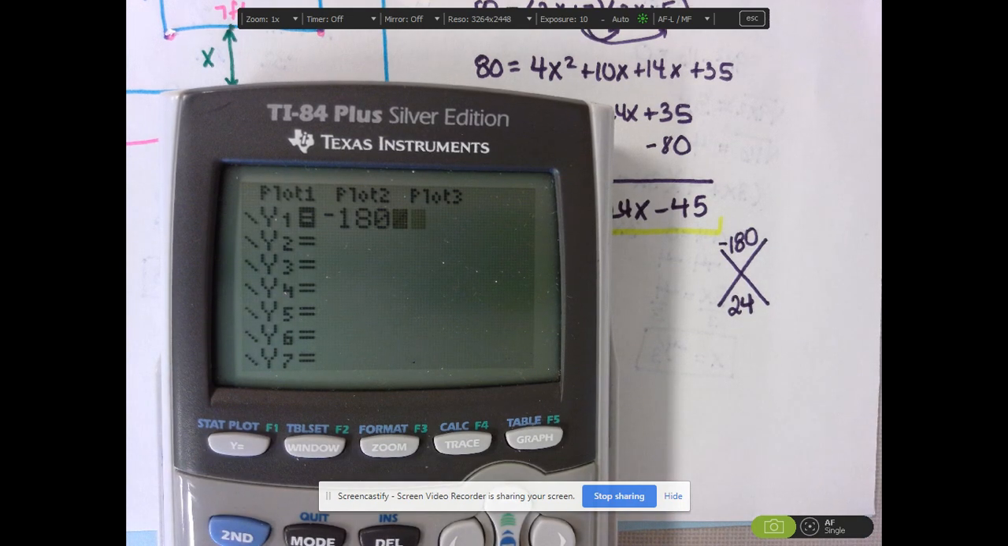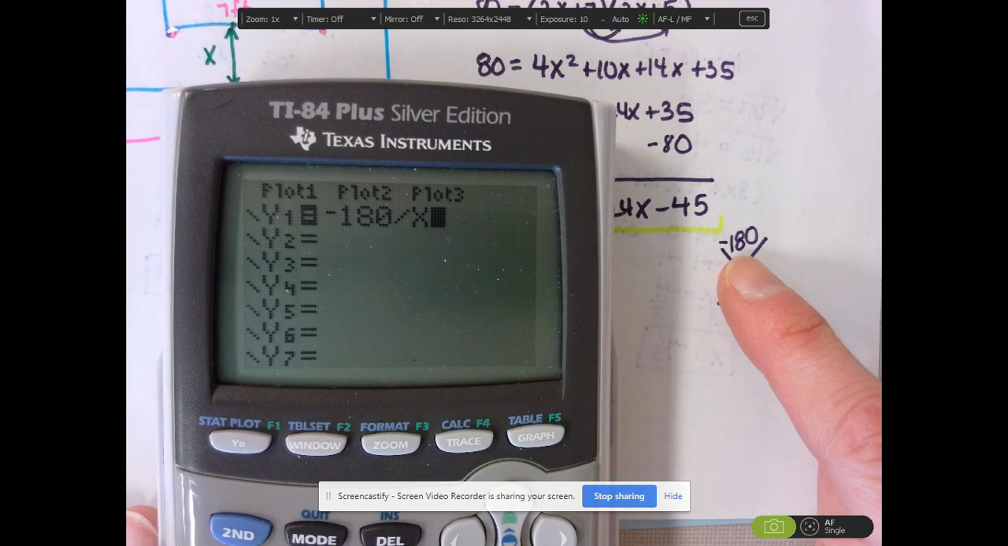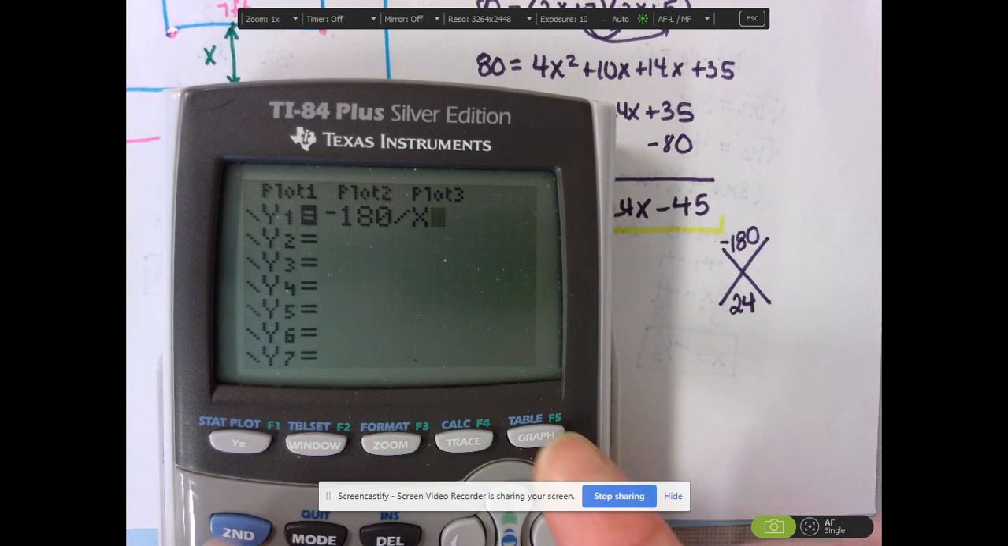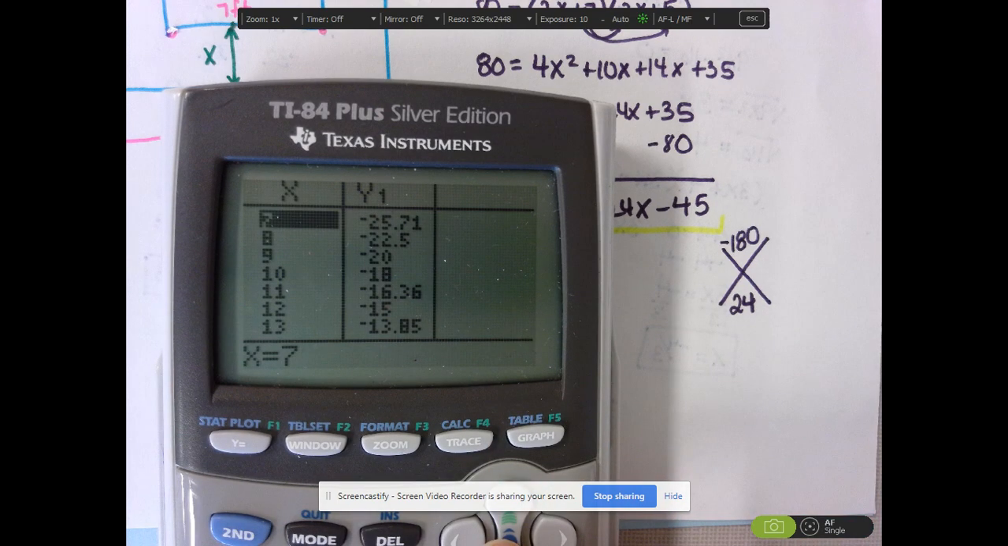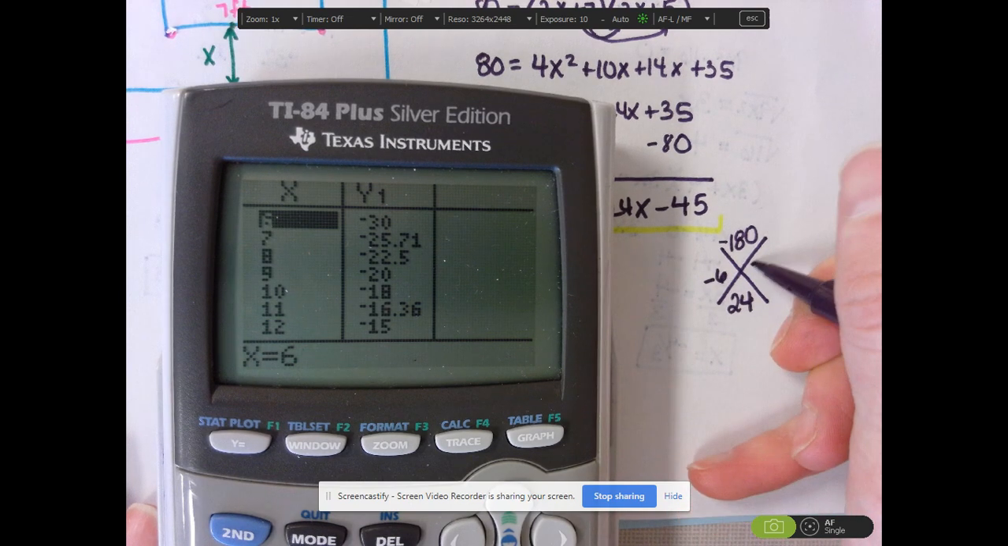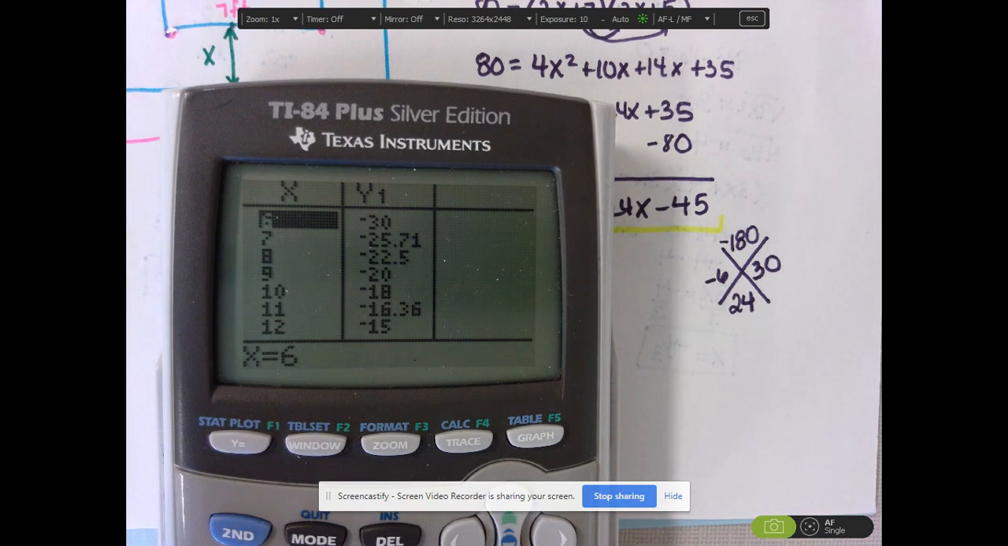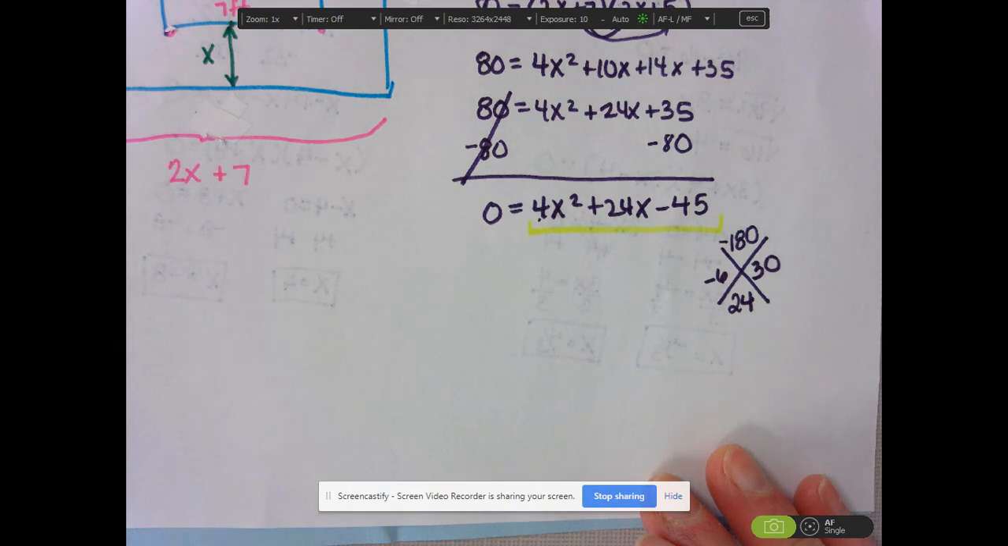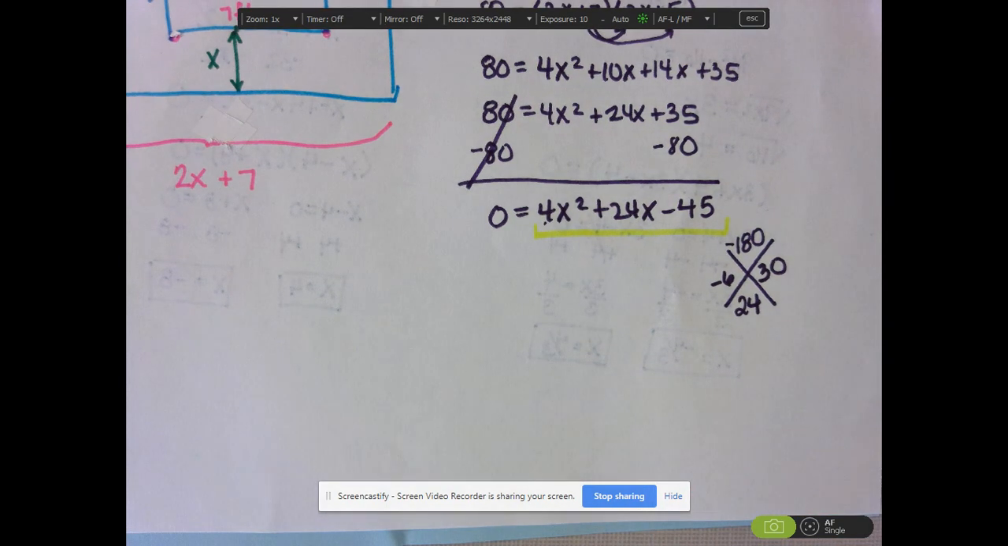Make sure you put your negative 180 in your y equals screen. Since you are looking for a negative product, you're going to get two terms that have different signs. But I'm looking for the pair that are going to add up to give me a positive 24. Yeah, 6 and negative 30 will get me negative 24, which means negative 6 and positive 30 will get me what I need. Again, if you find yourself getting a pair that gives you the opposite, just switch the signs.